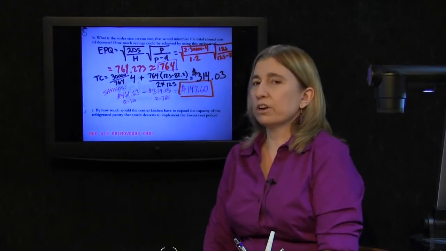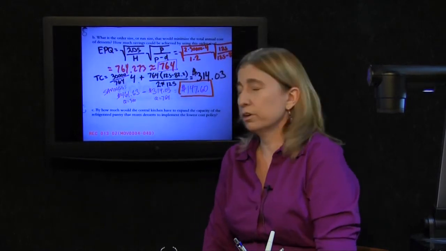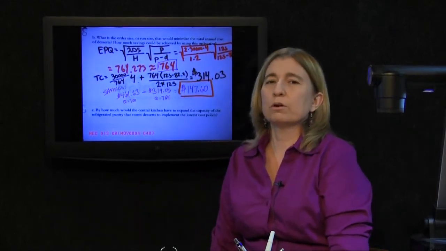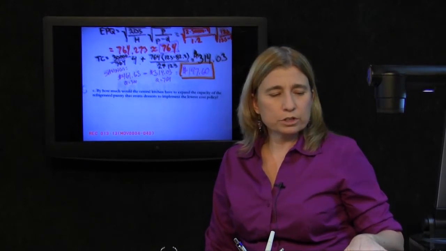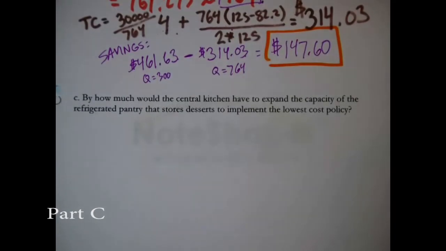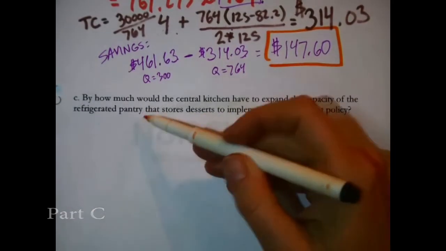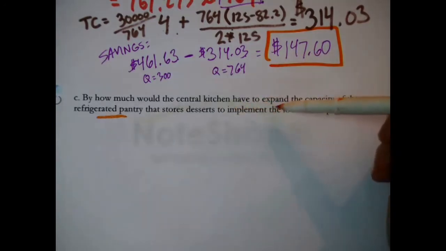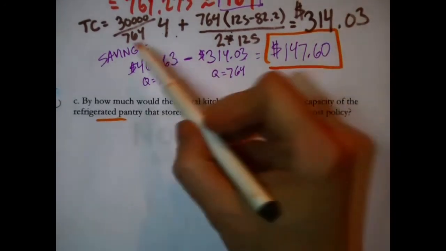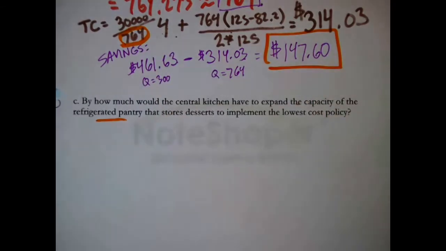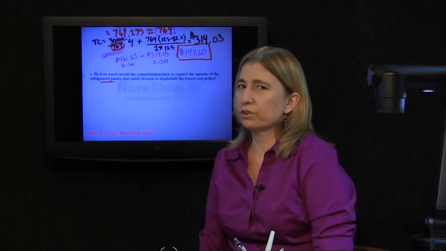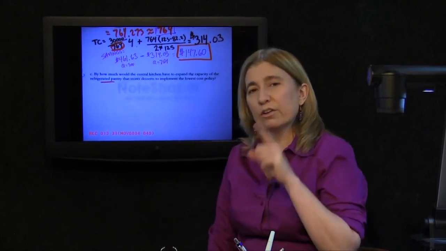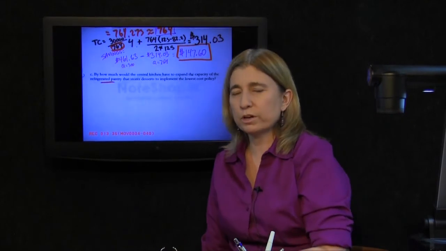Now, it said in the scenario that the reason that they made them 300 at a time had to do with the size of their walk-in refrigerator. Their walk-in refrigerator could hold 300 desserts at most. Now notice the last question. It says, by how much would the central kitchen have to expand the capacity of the refrigerated pantry to store desserts to implement this lowest cost policy, meaning to implement that policy right there. Make them 764 at a time. Make them in batches of 764 at a time. Right now, the refrigerated pantry only can hold 300 at a time.